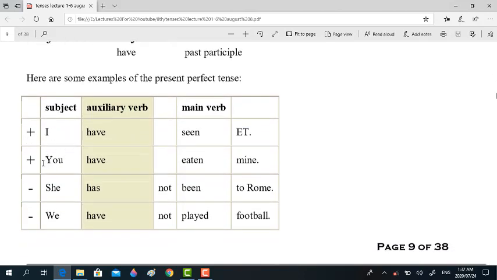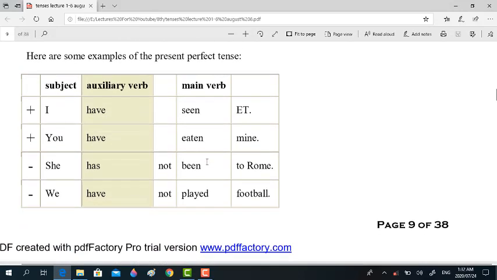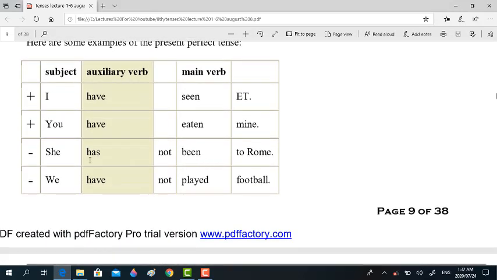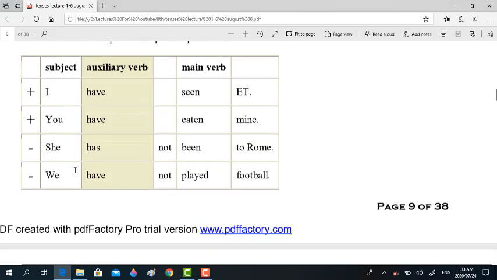Okay, these two sentences belong to positive. I have seen. Okay, I have seen ET, English teacher. You have eaten mine. Okay, she has not been to Rome. To make such a structure negative, you need not bother, because you have just to put not after auxiliaries. Okay, this way you can convert this structure into negative, right?